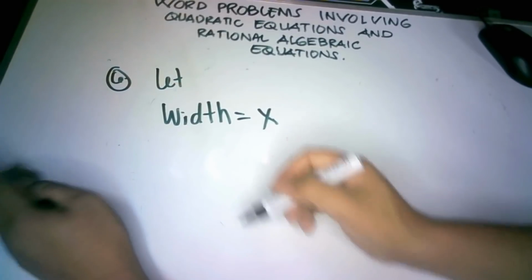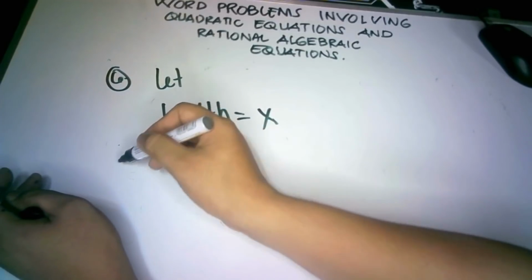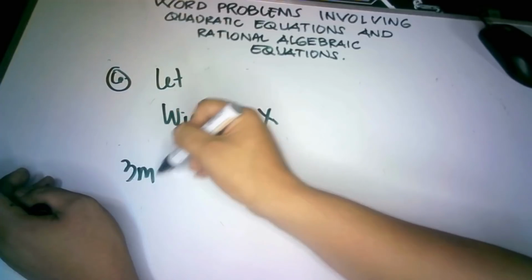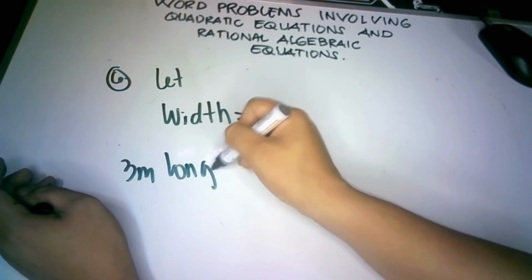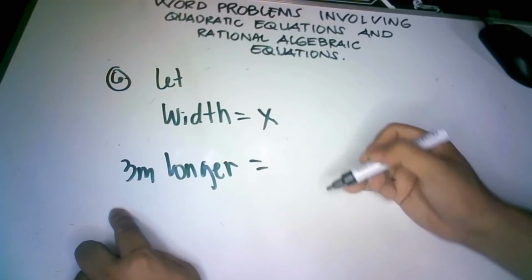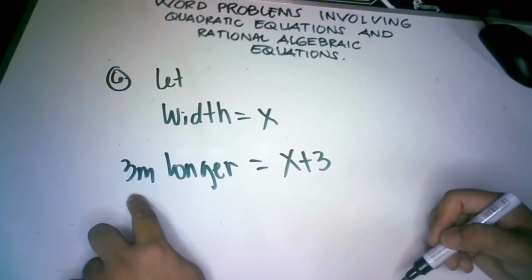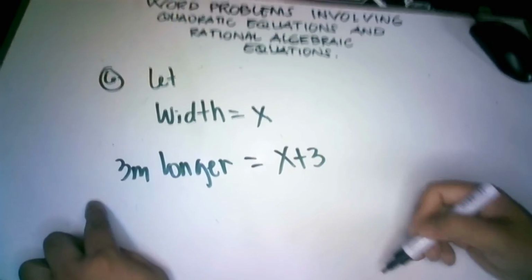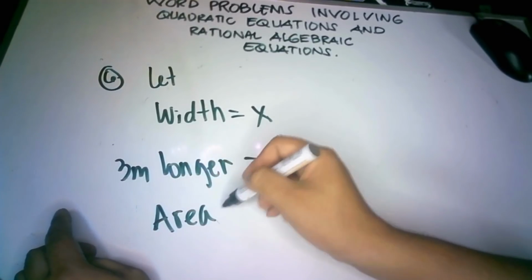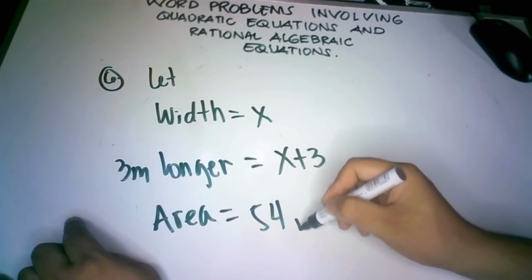We can represent the width as x. And then the length, which is 3 meters longer than the width. The length is 3 meters longer than the width. So, we can write x plus 3. That is how we are going to represent that one. And then, we also have the idea that the area is, how much is the area? That is equivalent to 54 meters squared.